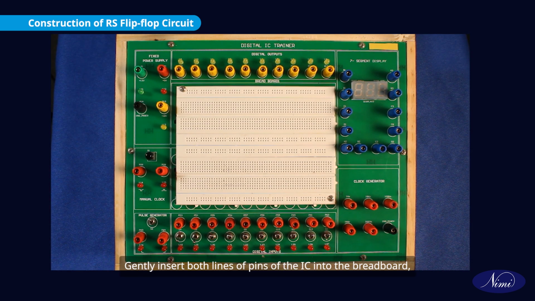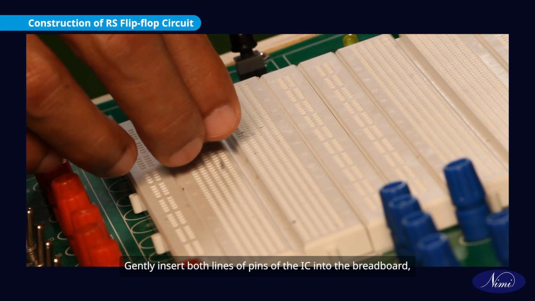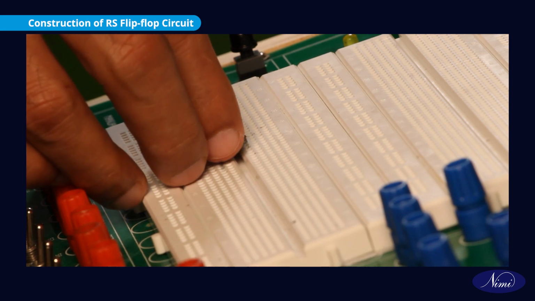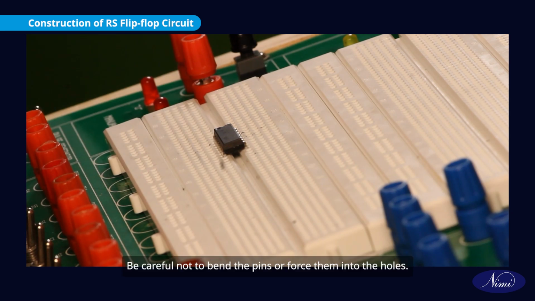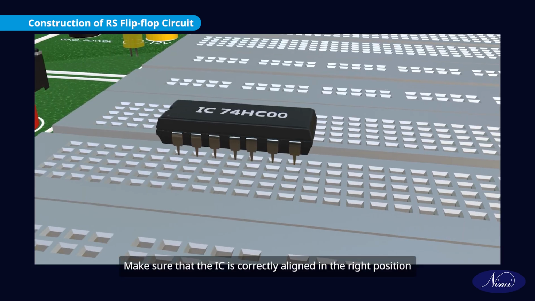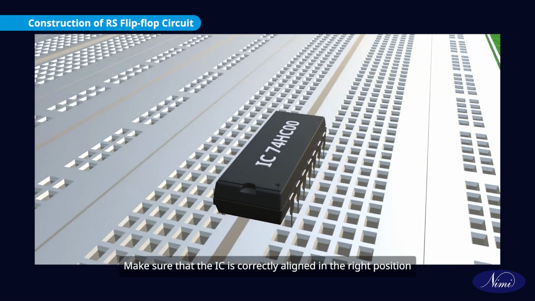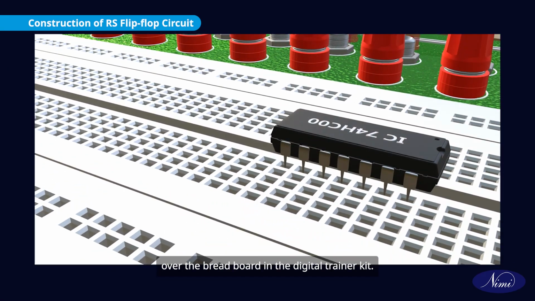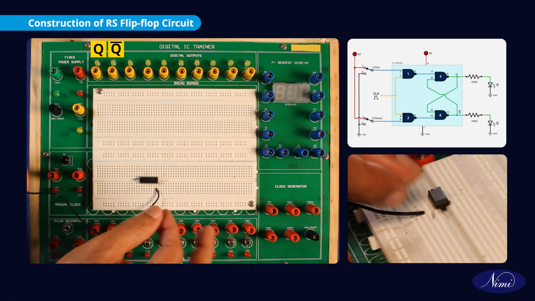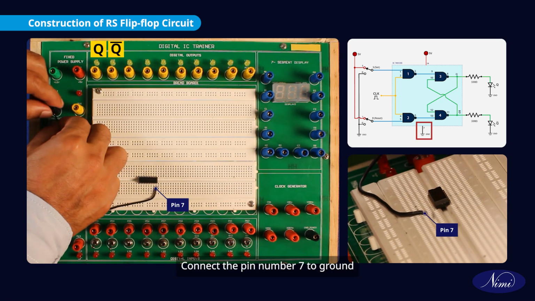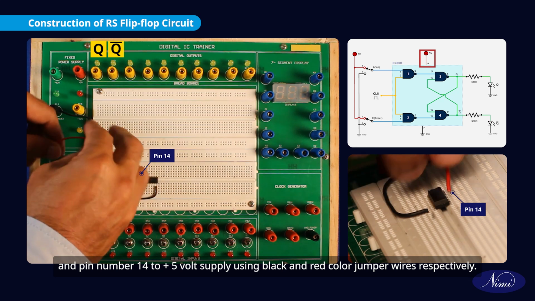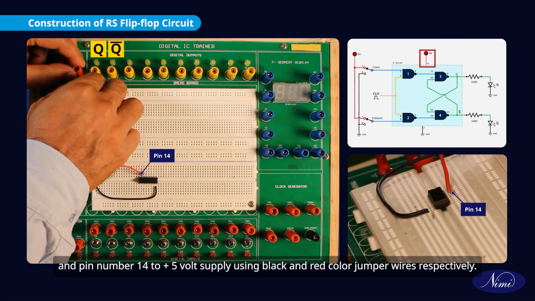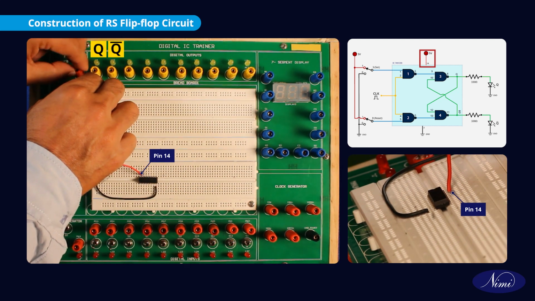Gently insert both lines of pins of the IC into the breadboard, ensuring that each pin goes into a separate hole. Be careful not to bend the pins or force them into the holes. Make sure that the IC is correctly aligned in the right position over the breadboard in the digital trainer kit. Connect pin number 7 to ground and pin number 14 to plus 5 volt supply using black and red color jumper wires respectively.